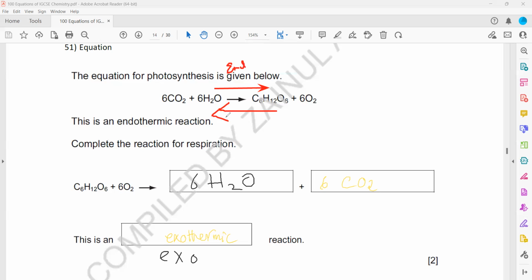So what about the backward reaction in which glucose reacts with oxygen? The backward reaction will be exothermic. That's why it releases energy, because if one side is absorbing, the reverse will release energy.